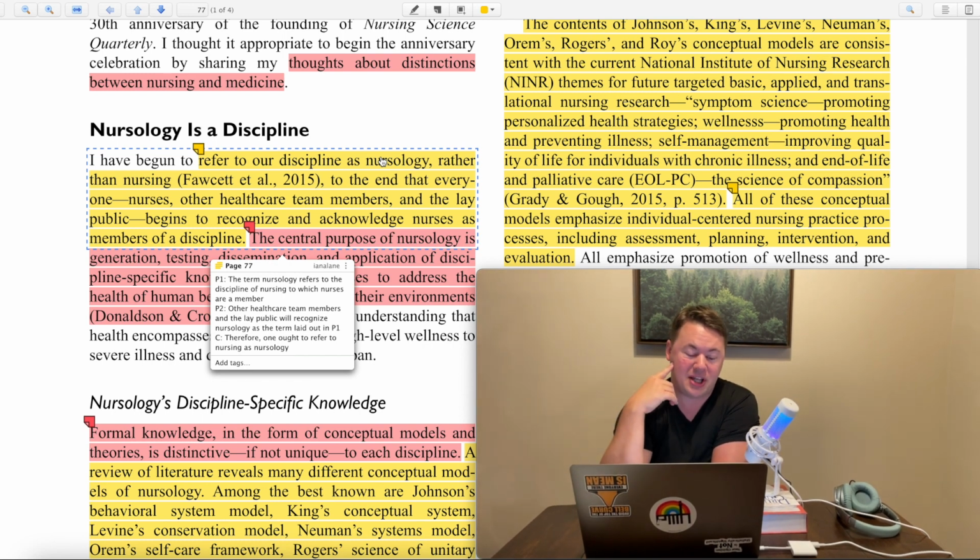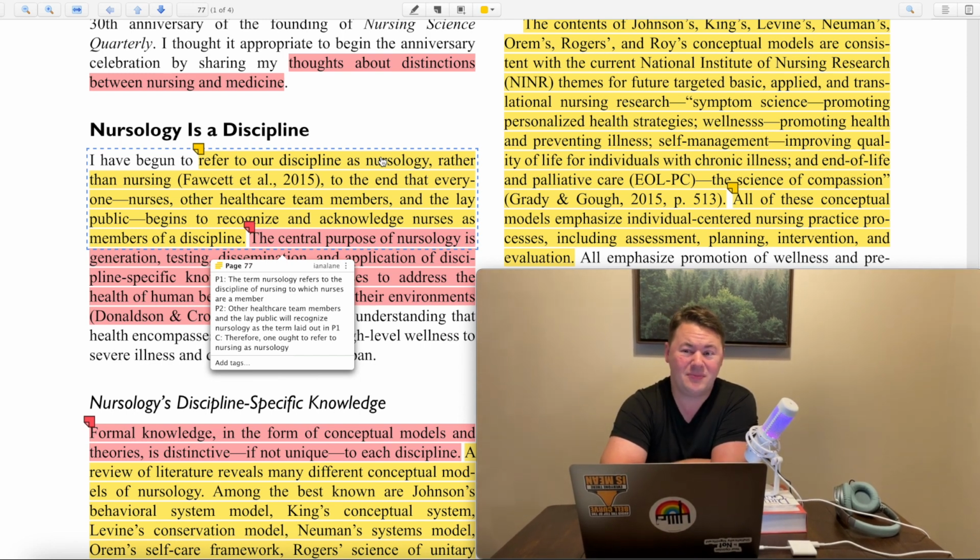Other healthcare team members and the lay public will recognize nursology as the term laid out for nursing. How? Nobody even knows that term. Millions of people know nursing, and like 17 of us know nursology. 97% of nurses are at the bedside. If I went to work tomorrow or Saturday and asked my colleagues, like, what is a nursologist? They'd be like, I don't know. Is that kind of like a neuroscientist, or is that like a nurse who does some other kind of biology or something? I'd have to describe to them and then they'd be like, oh, okay, I guess that makes sense.